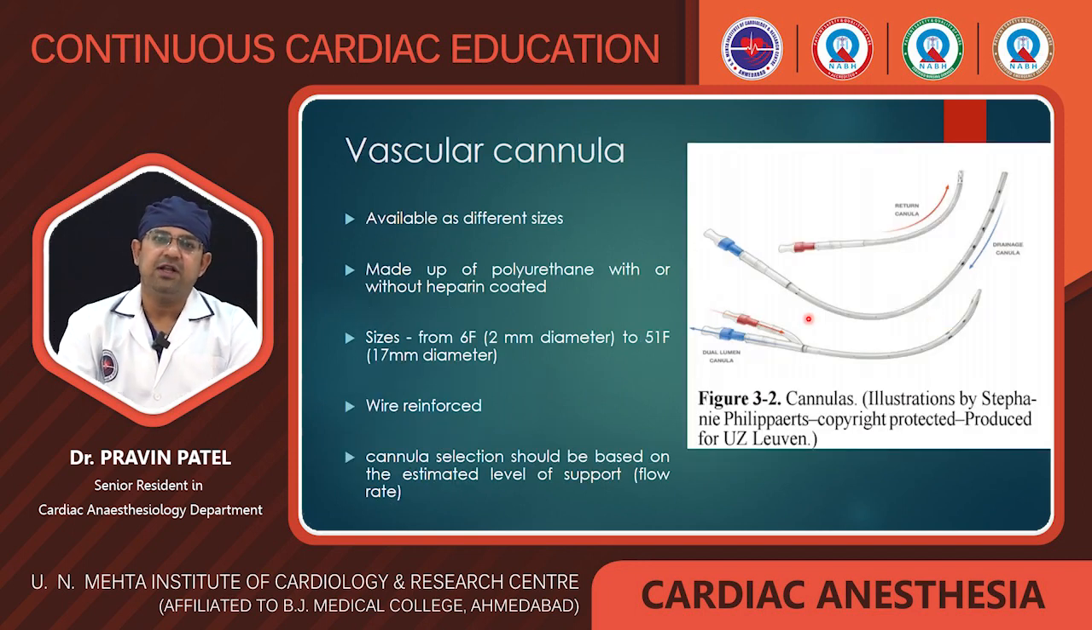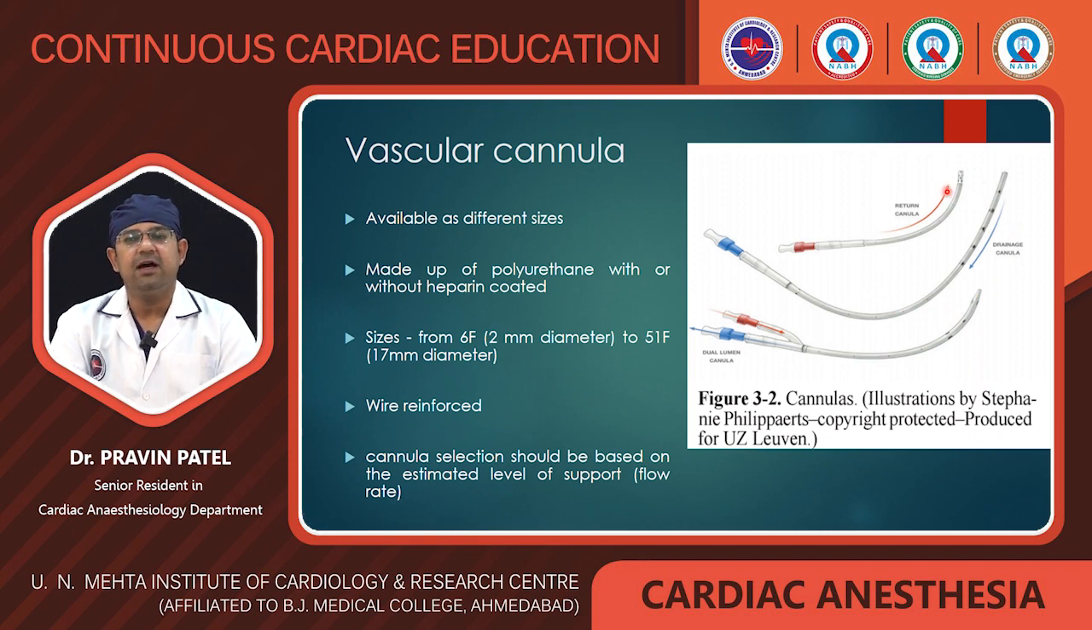Now, if we see the vascular cannulas, they are available in different sizes. It may be single lumen, double lumen, multifenestrated, or single end cannula. It again depends upon the patient's requirement and the feasibility for the operator. It is made up of polyurethane, with or without heparin coating. Sizes vary from 6 French to 51 French. And the most important thing in all the recently used cannulas is that they are wire reinforced, so the chances of kinking are less and the functioning is efficient.